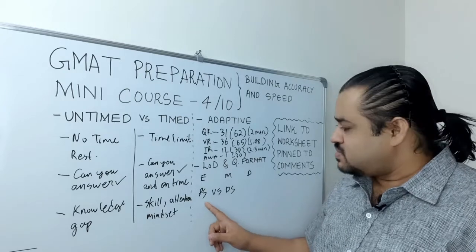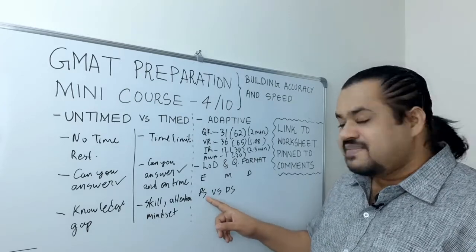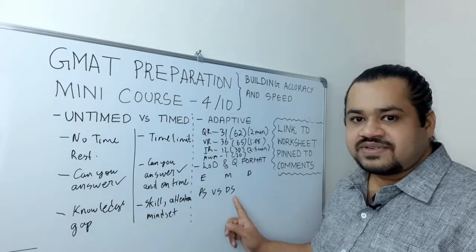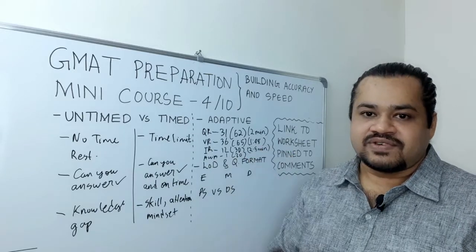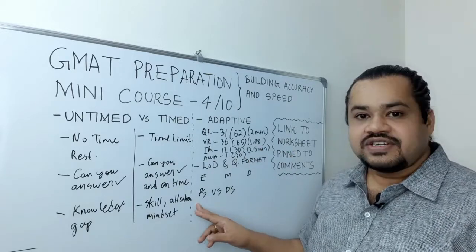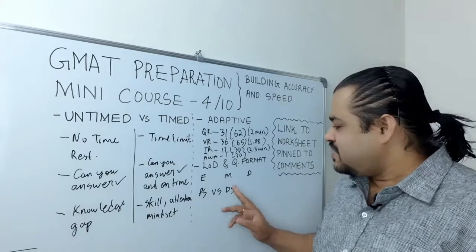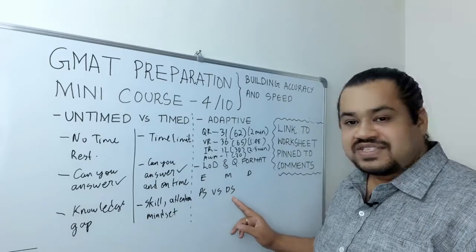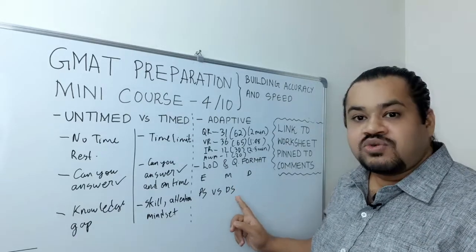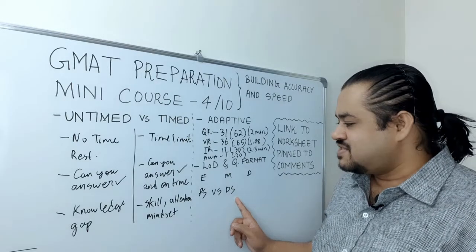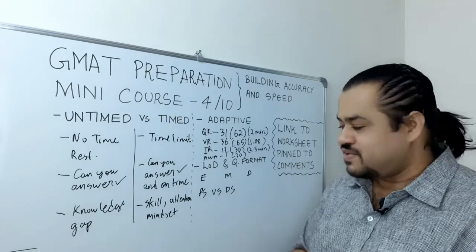Therefore, problem solving questions can be done sooner than data sufficiency questions at the same level of difficulty. For example, if you take a 700 level problem solving question and a 700 level data sufficiency question, you will require more time for the data sufficiency question than for the problem solving question.